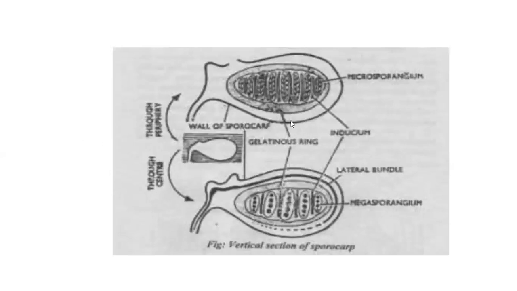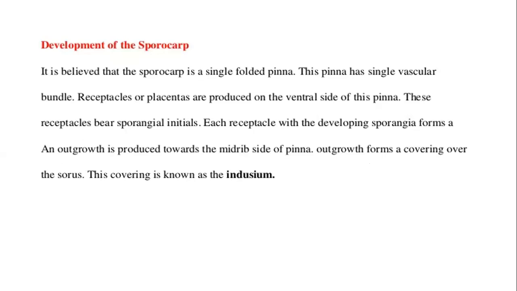Okay, so this is the structure of the vertical section of the sporocarp. Now, how is this sporocarp developed? It is believed that the sporocarp is a single folded pinna. Pinna is the leaf-like structure. It's a single folded pinna-like structure, has a single vascular bundle, and the placentas are produced on the vertical side.